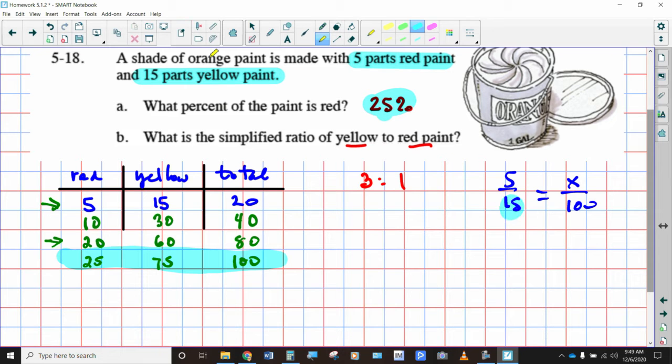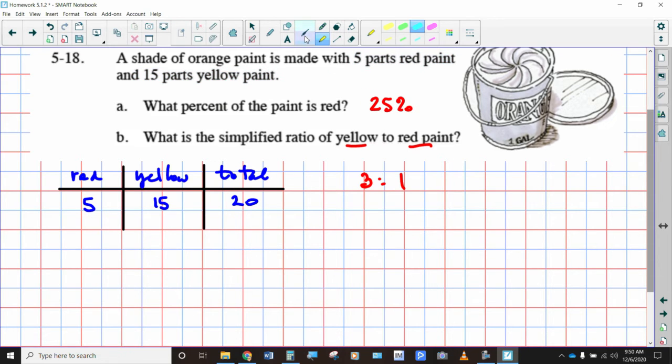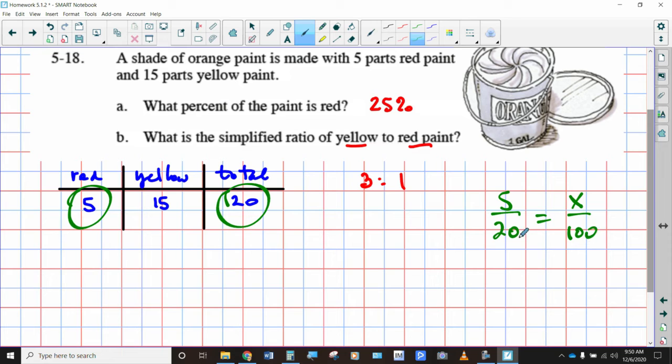The other way to do it would be to use the percent proportion, where you take this quantity and this quantity. The number of red parts out of the total is equal to X out of 100, and now you look for your giant one. What do you multiply times 20 to give you 100? That would be 5. So you multiply 5 times 5, and you would get 25 as your percent.